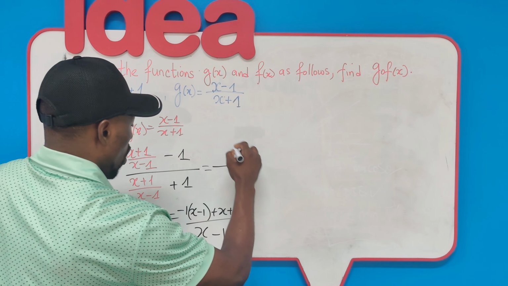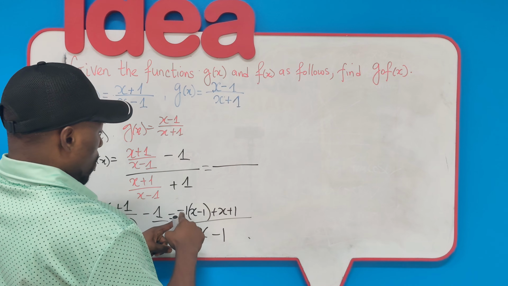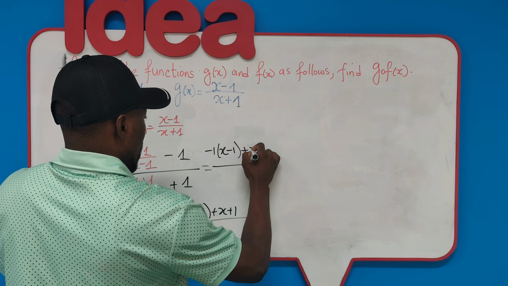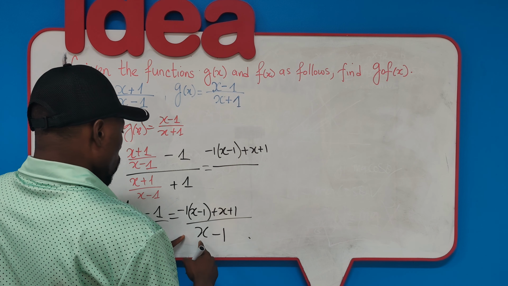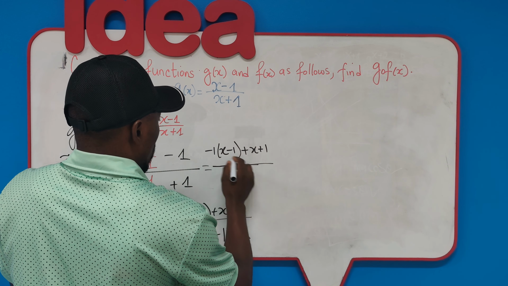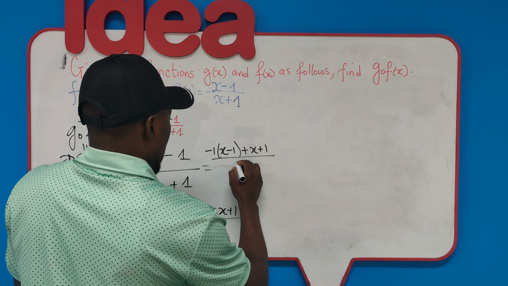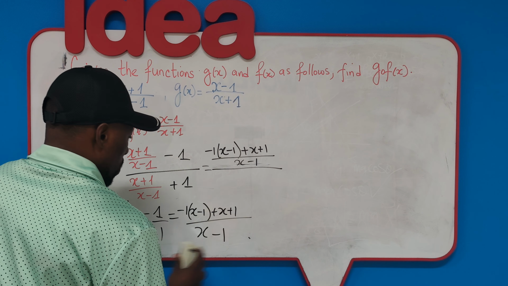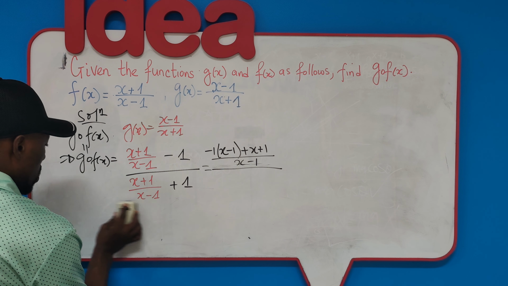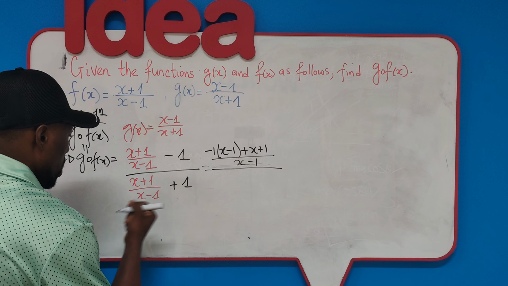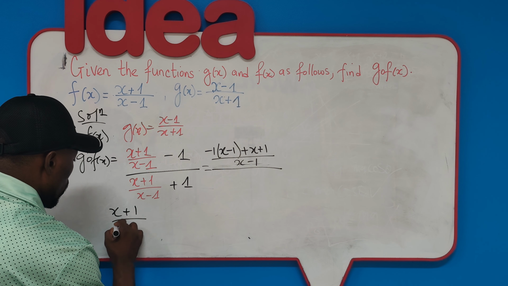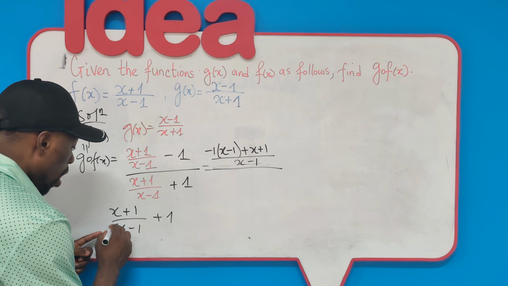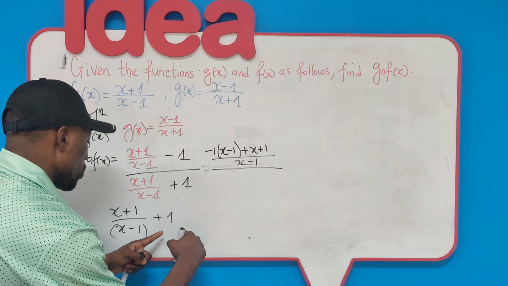I'm going to write it down up here. So I will have minus 1 into x minus 1 plus x plus 1, all over x minus 1. Now let's watch what the denominator boils down to. Down here we have x plus 1 all over x minus 1 and then plus 1. We apply the same technique here, dear friends. That is, all of this multiplies this and you add the product you get to this.